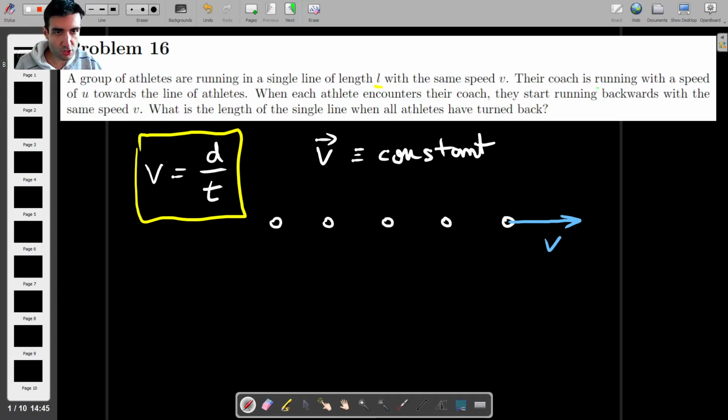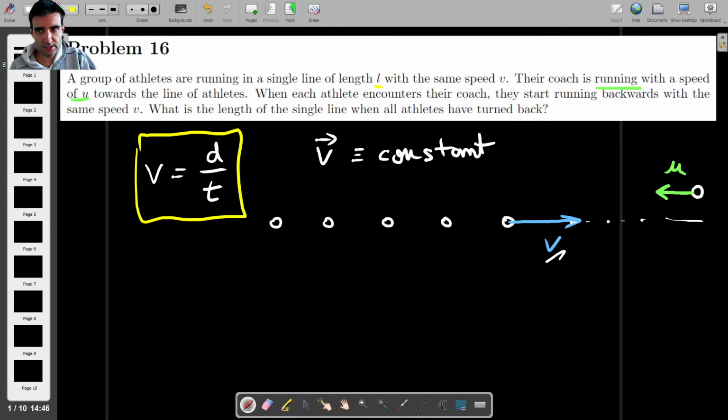Their coach is running with the speed of U towards the line of athletes. So let's say I'm not going to draw the coach on the same line, but I'm going to draw the coach somewhere here like this. And the coach is running towards the line of athletes with a speed of u, which is less than v. And then when each athlete encounters their coach, they start running backwards with the same speed v. So, in other words, the speed of the athletes doesn't change at any point, it just changes direction.